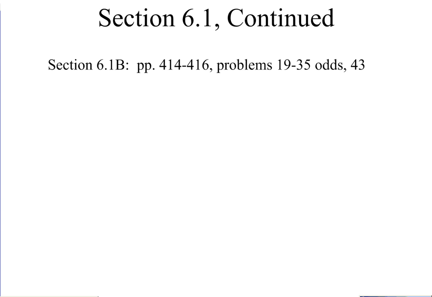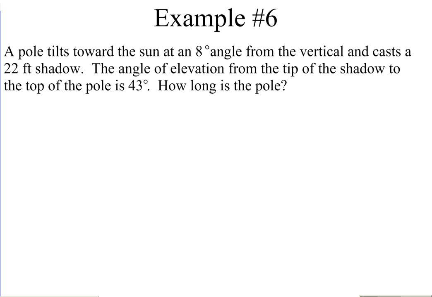Section 6.1b. First half of Section 6.1b is going to be word problems involving law of sines. Up until now, all the word problems that we have worked with have been with right triangles, so we've been able to use our right triangle trigonometry. Now we're going to be working with triangles that aren't necessarily right angles.